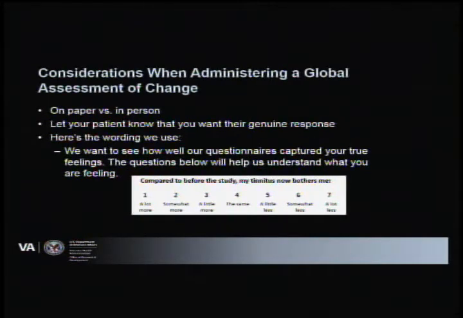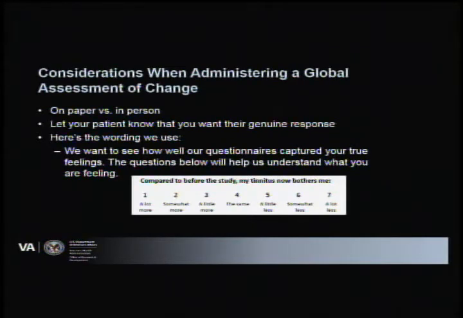So there are a few important considerations when you're asking people if they feel like they're doing better or not. One of them is, are you going to administer this on paper, or are you going to ask them face to face? And the way we do it is we always do it on paper, and if possible, we leave the room while we're doing it.